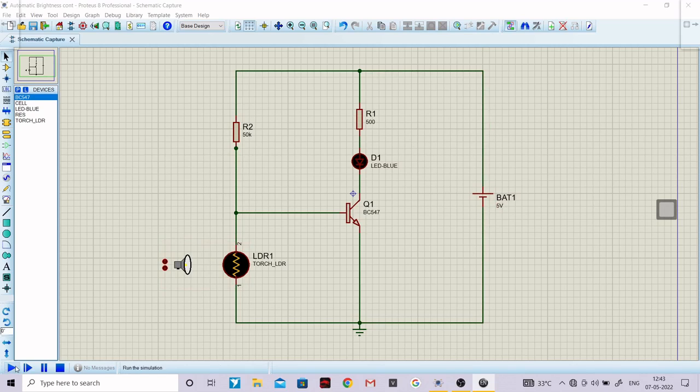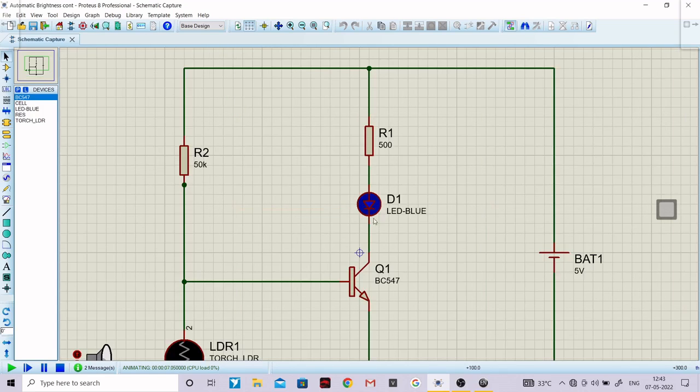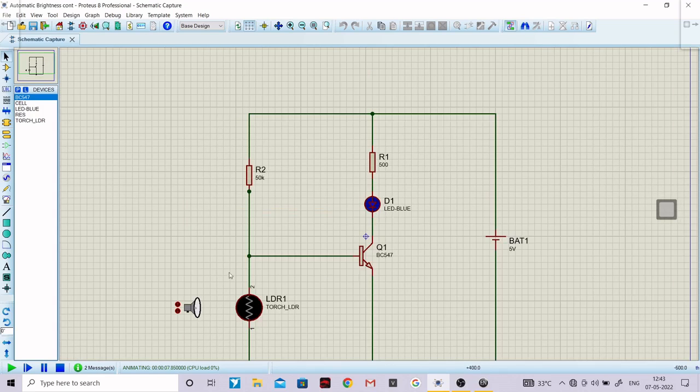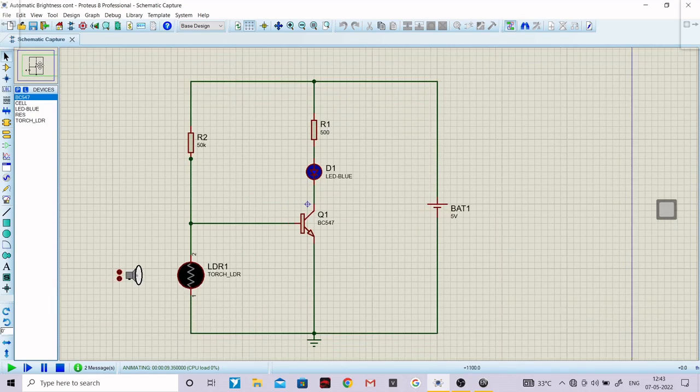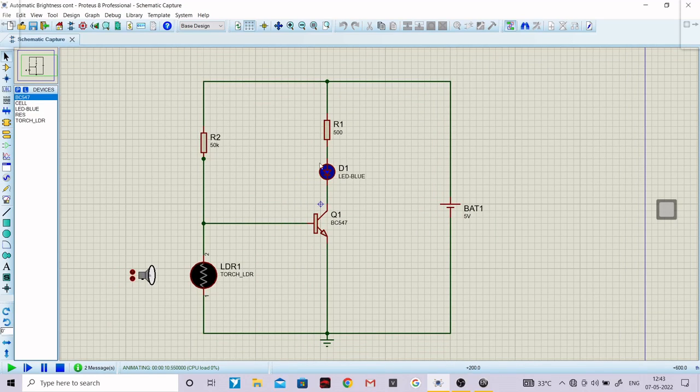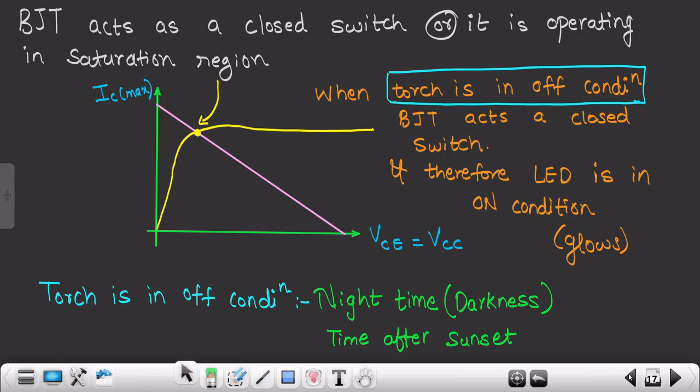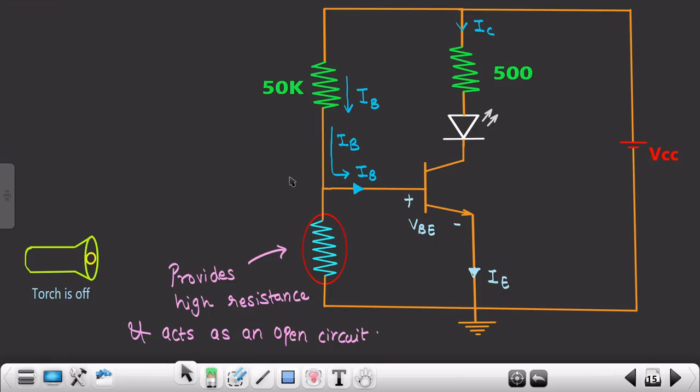Now we'll run this circuit, and as you can see, when the torch is in off condition, or it is far away from this LDR sensor, your LED is glowing. I hope you are able to see. Let me move it a little down. The LED is able to glow, so we are talking about this condition.